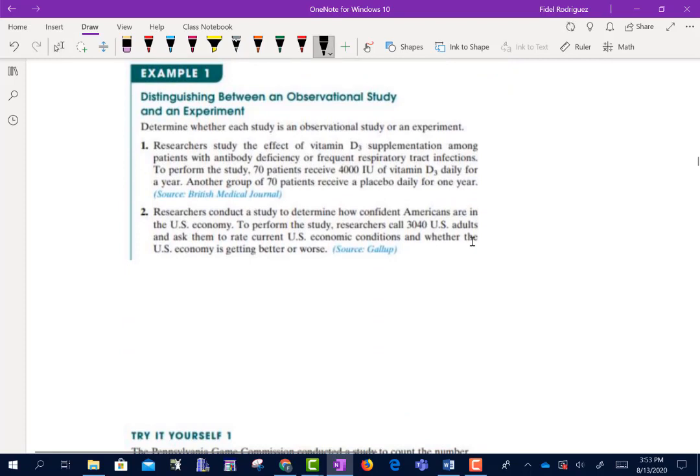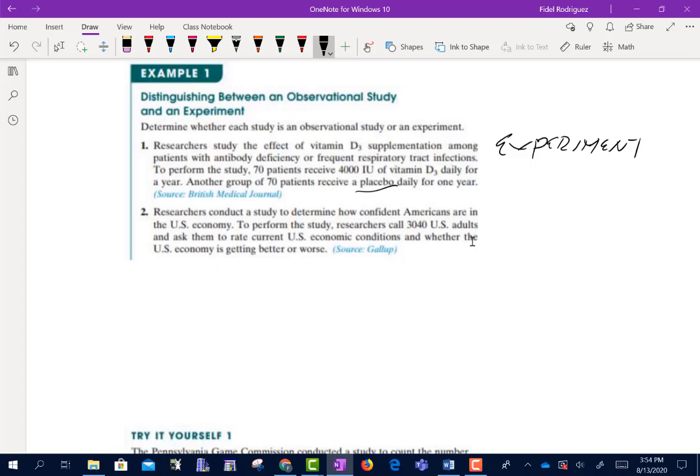Number one. The question here says, determine whether each study is an observational study or an experiment. Researchers studied the effect of vitamin D3 supplementation among patients with antibody deficiency or frequent respiratory tract infections. To perform the study, 70 patients received 4,000 international units of vitamin D3 daily for a year. Another group of 70 patients received a placebo. This is an experiment.